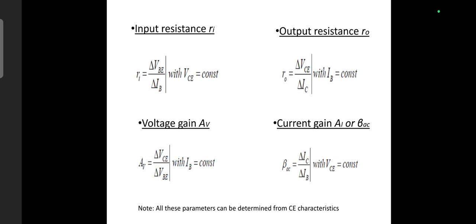So now we will see some important parameters in common emitter configuration. These include input resistance, output resistance, current gain and voltage gain. These parameters help us understand how effectively the transistor amplifies the electrical signals. For example, a higher current gain means a small change in the base current produces a much larger change in the collector current. These characteristics are widely used in the design of amplifier circuits.